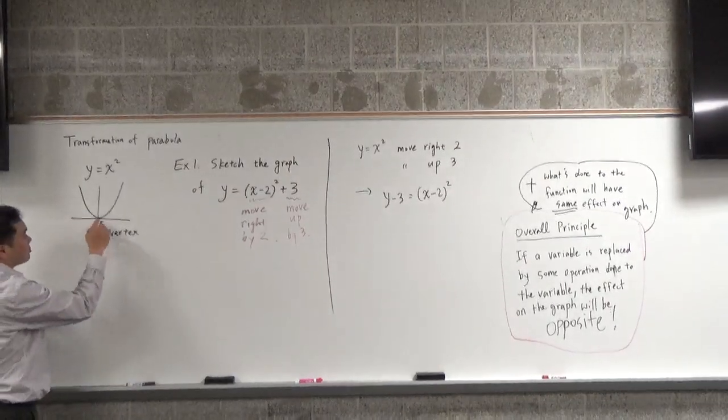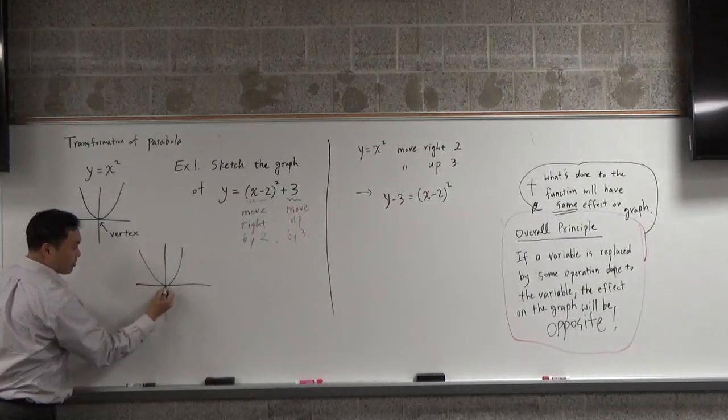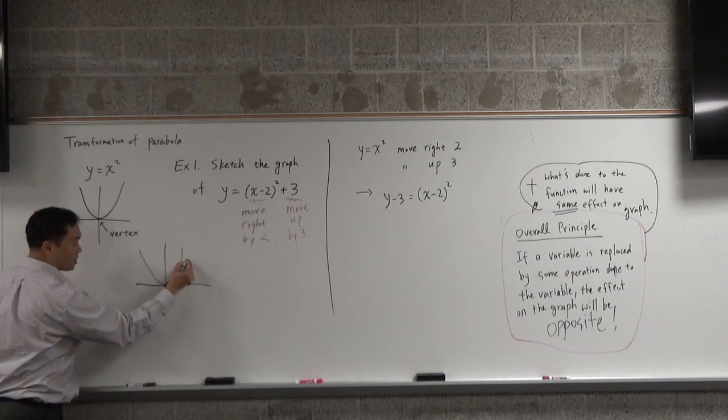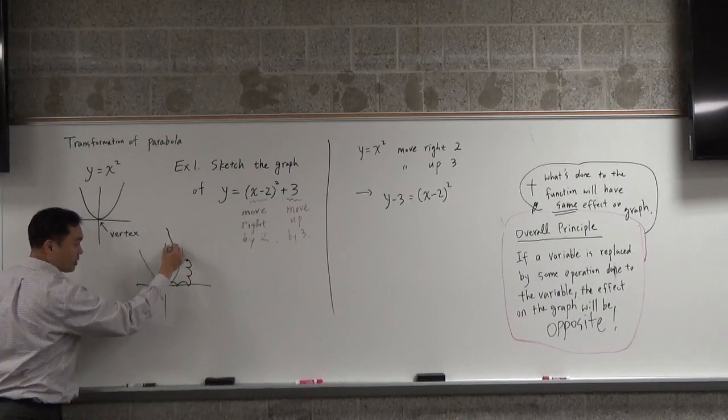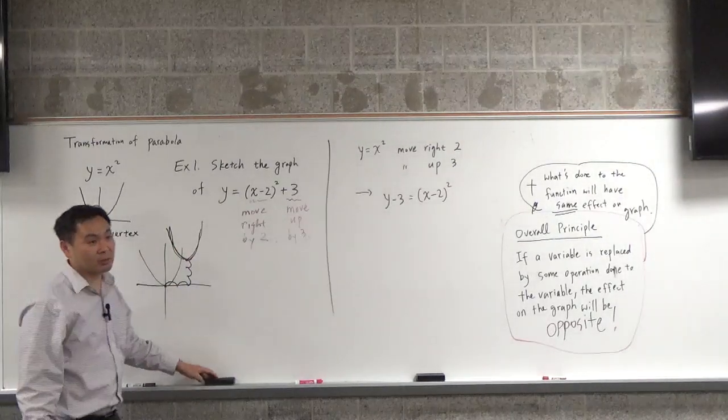You're taking this, you're moving. So you take this graph. Here's the vertex that's going to move 1, 2 steps right, and 1, 2, 3 steps up. That will be the new vertex. And this is the graph. That's how you think about it.